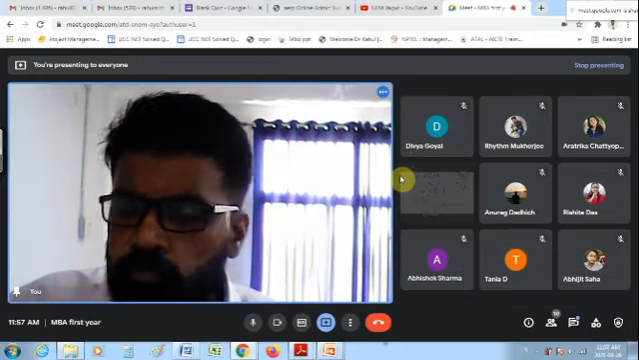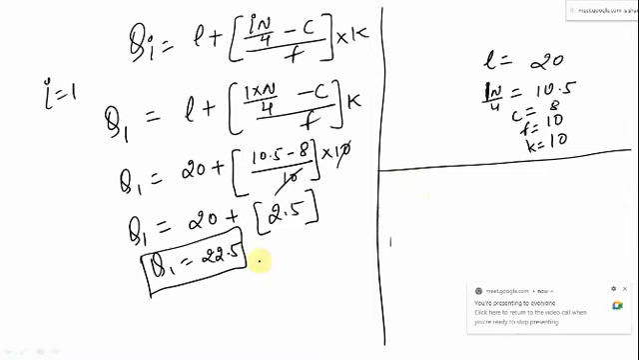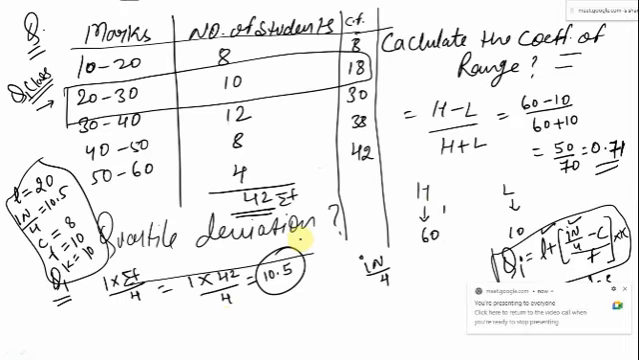No problem. So now quickly tell me the value for Q3. What will be the value for Q3? The question is same. Let me take you back to the question. The question is there: calculate the value for Q3.